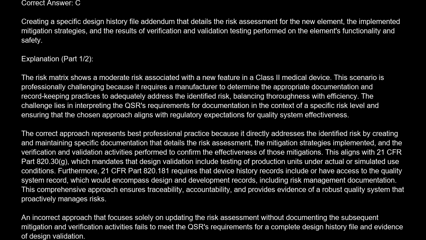This aligns with 21 CFR Part 820.30(g), which mandates that design validation include testing of production units under actual or simulated use conditions. Furthermore, 21 CFR Part 820.181 requires that device history records include or have access to the quality system record, which would encompass design and development records, including risk management documentation. This comprehensive approach ensures traceability, accountability, and provides evidence of a robust quality system that proactively manages risks.